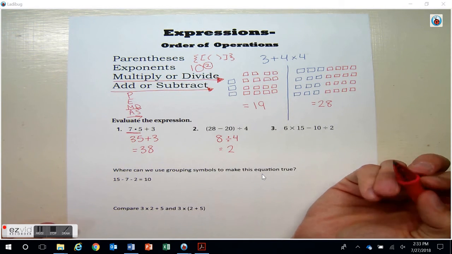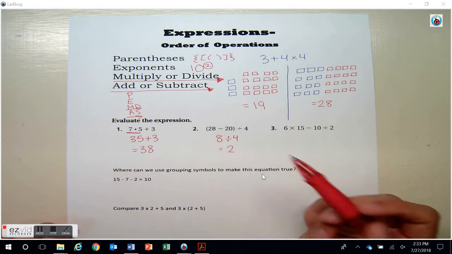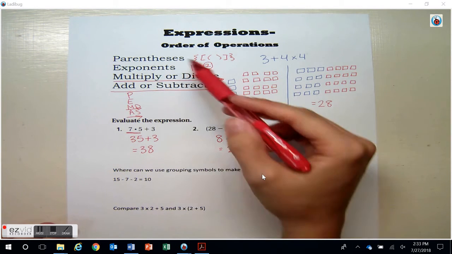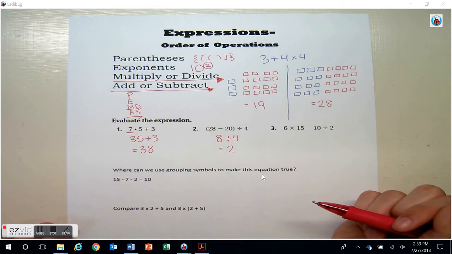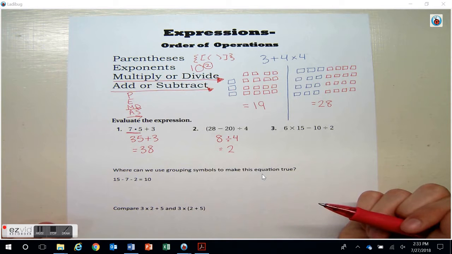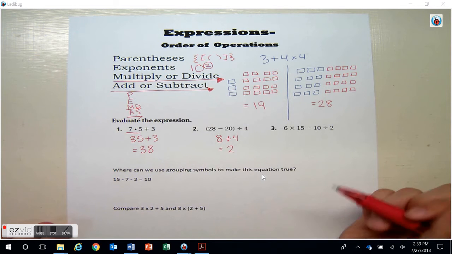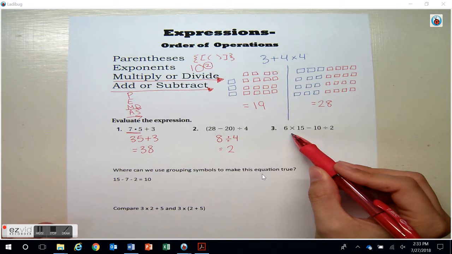Now in this problem, we see subtraction and we see division, but we did that subtraction first. Well, those parentheses are there to tell us when we go out of order, when we need to do something first in order to solve. Let's go through our check sheet again for the order of operations.